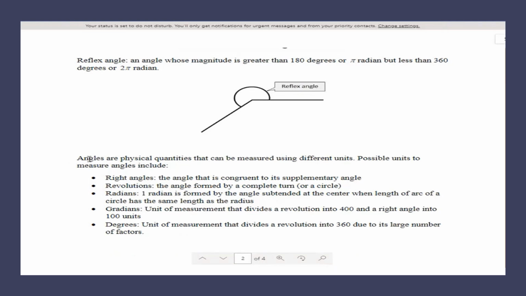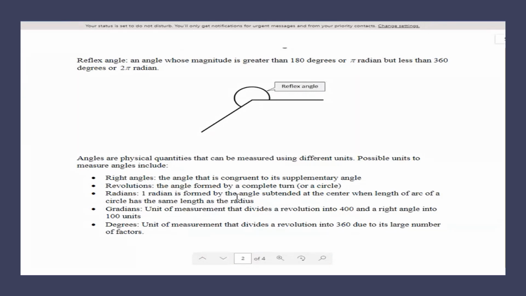Then it says angles are physical quantities. Angles are physical quantities that can be measured using different units. Possible units to measure angles include right angles, which is the angle that is congruent to its supplementary angle. Revolution, which is the angle formed by a complete turn or a circle.